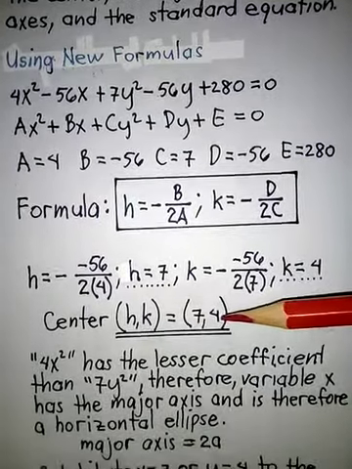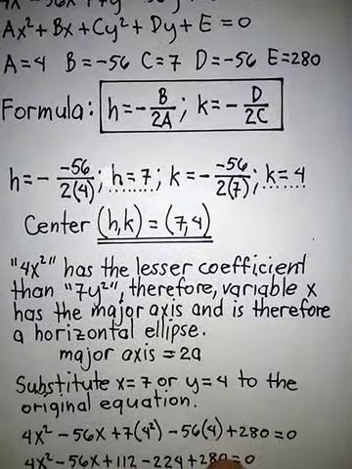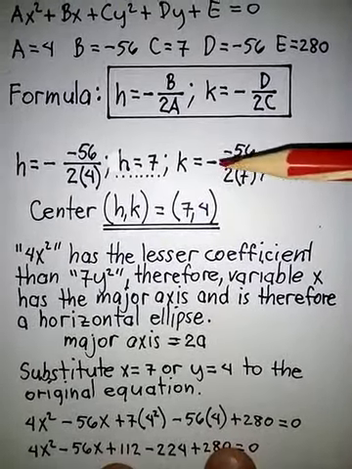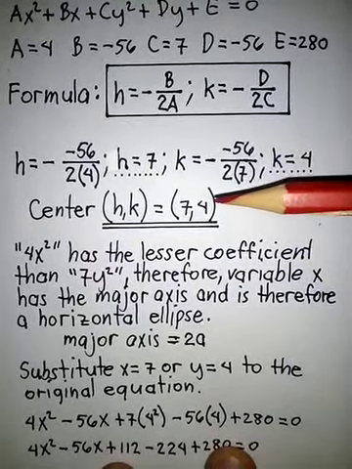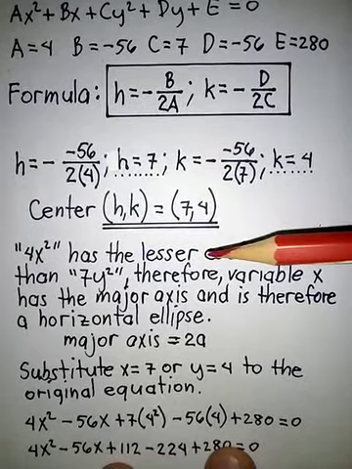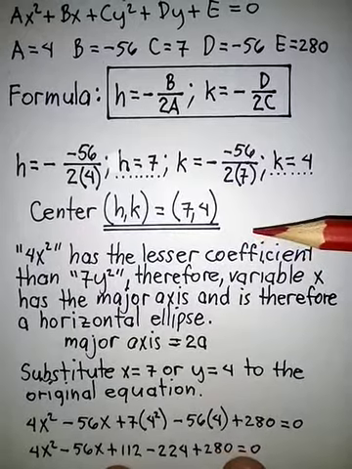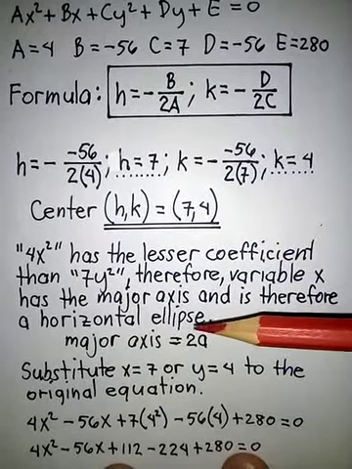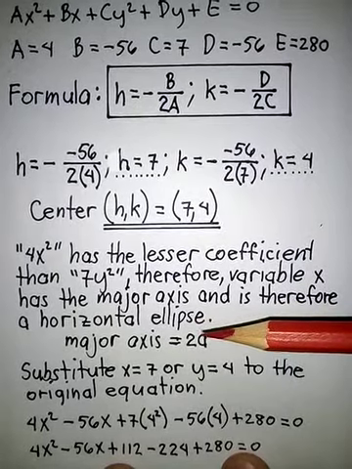Okay. So we have here 4x squared has the lesser coefficient than 7y squared. Therefore, variable x has the major axis and it is therefore a horizontal ellipse. Whichever has the lesser coefficient has the major axis, 2a.